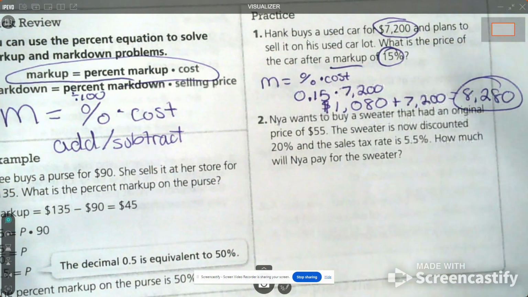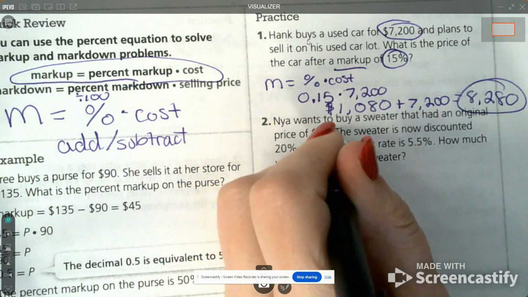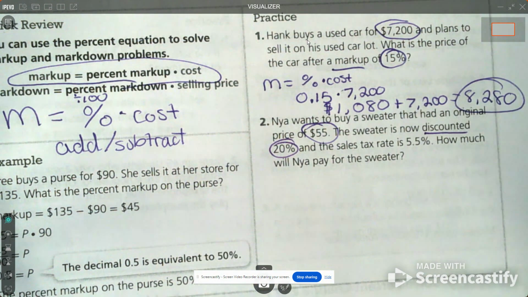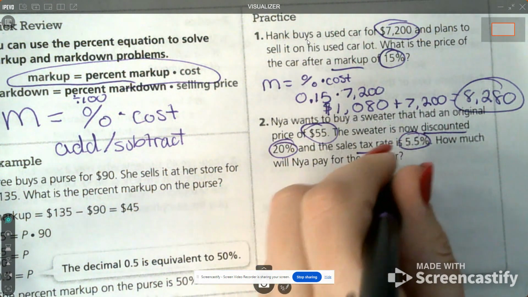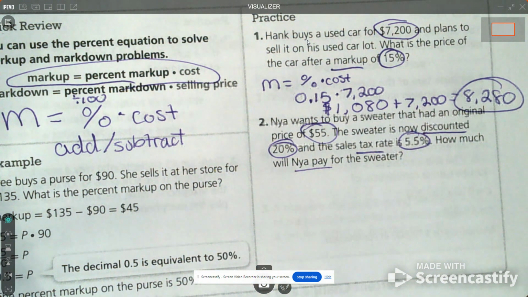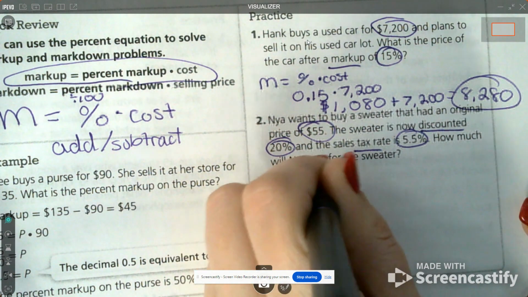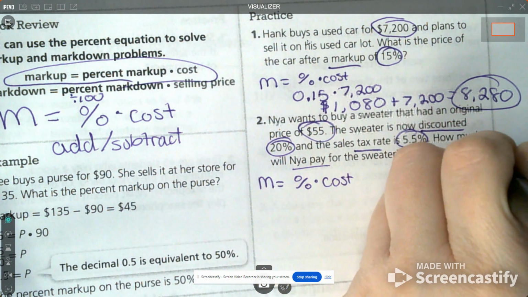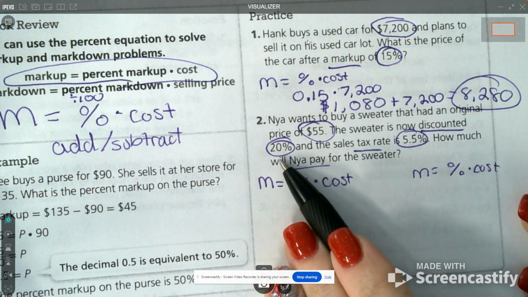So number 2, this is one of those harder ones because there's 2 steps to it. Or actually, there's like 4 steps to it. It says Naya wants to buy a sweater that had an original price of $55. The sweater is now discounted 20% and it has a tax rate of 5.5%. How much will she pay for the sweater? So since I have 2 different percents, that means I'm going to have 2 different equations. So I'm going to have M equals percent times cost and M equals percent times cost. Before I deal with the second percent, though, I have to deal with the first percent.